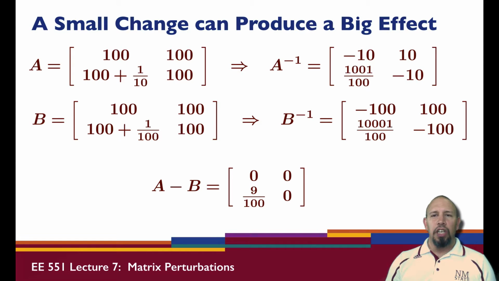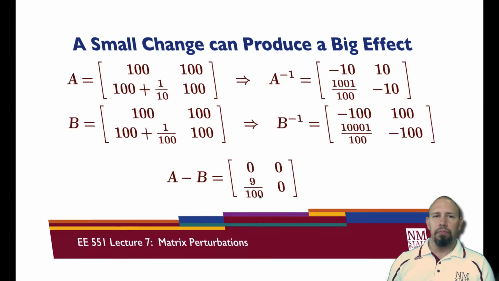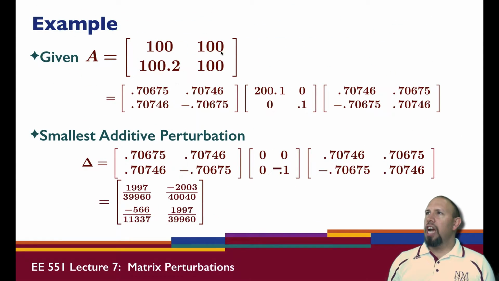For perturbations, we've already seen that a small change can produce a big effect on the output. So given this matrix now, where these two columns are very similar to one another, except for that value, if I do a singular value decomposition on this matrix, this is my singular value decomposition. I have singular values 200.1 and 0.1.